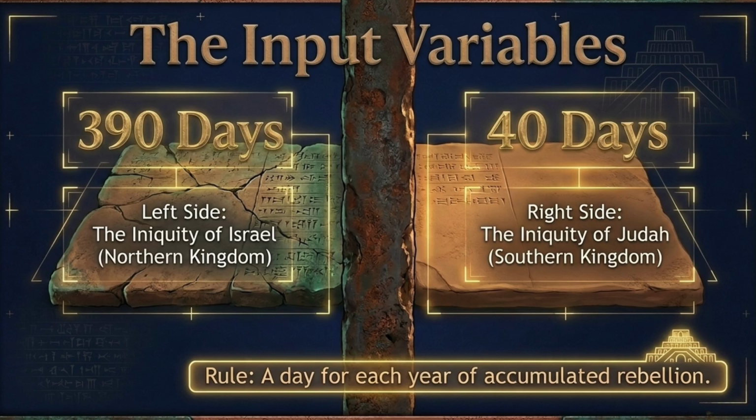Over a year. And then, when that agonizing year plus is finally done, he has to roll over and lie on his right side for 40 days. And that represents the southern kingdom of Judah. The physical toll of this cannot be overstated.